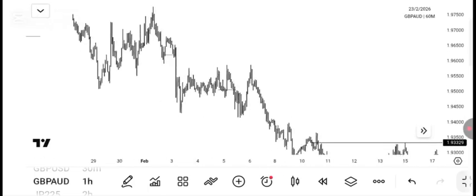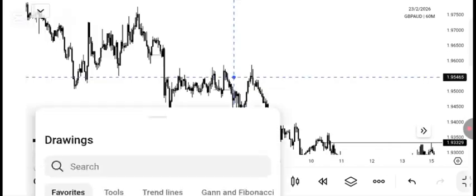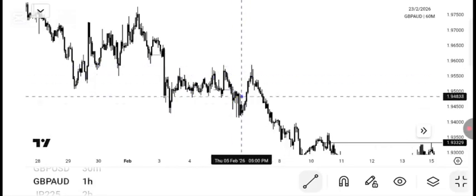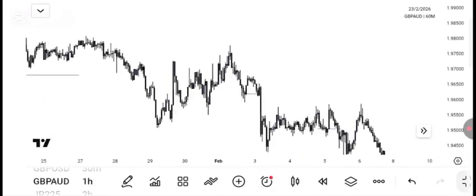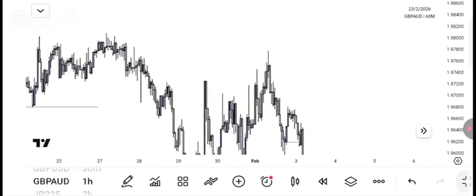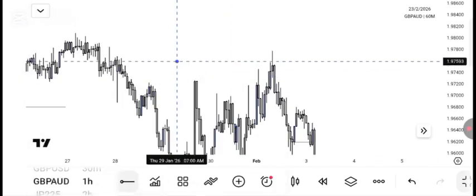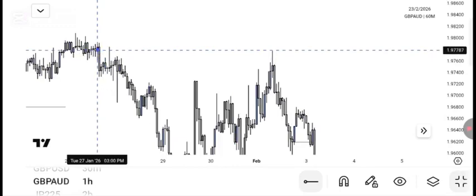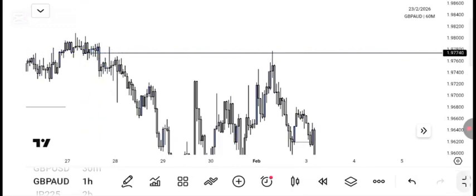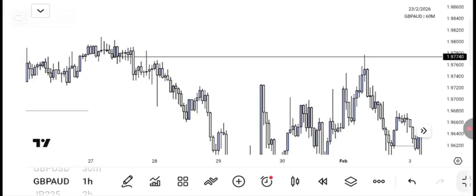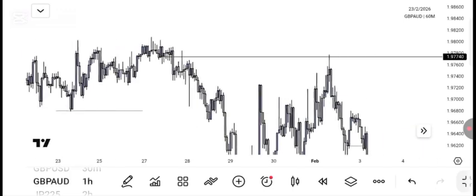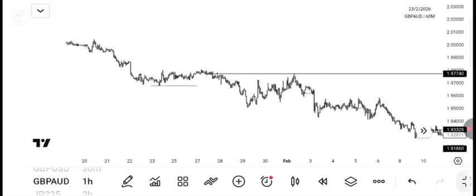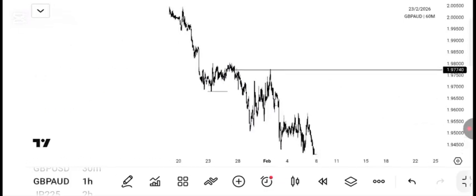Also, if you look at this particular key level, this is where price reacted from. It's a V-shaped key level. It was broken, price used it and pushed downward, then price came back again and sold from that key level.